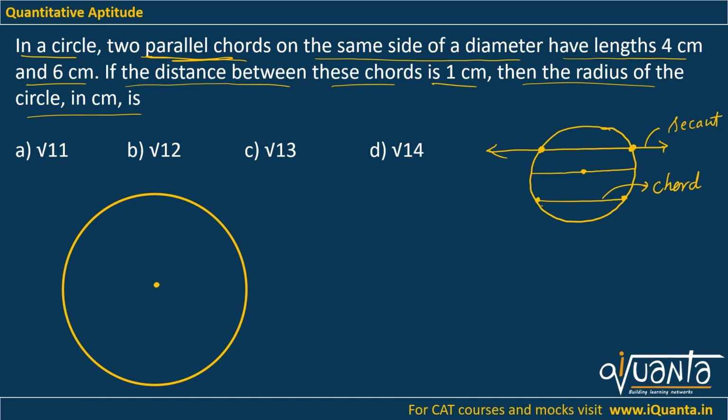So let me draw those two chords. This will be one of the chords and it will have length say 6 cm. This is the bigger chord that I am drawing, and another chord will be of length 4 cm. So this will be that. It will be a little bit smaller than the previous one. We have been given that the distance between these chords is 1 cm. So between these two chords this distance is 1 cm. We have to find out the radius of the circle.